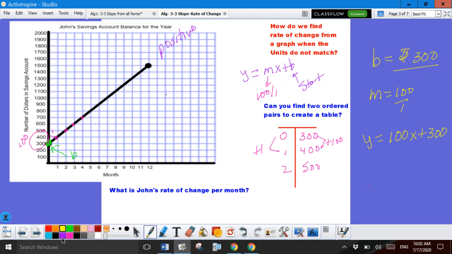Okay? So to explain what this rate of change means in context, since it's already 1, that's important. The rate of change is $100 per month. Okay? He is depositing $100 per month. So his rate of change is $100 for 1 month. That's what that slope actually means in context. That means we're going to be using our labels. Okay? So we've got money and we've got time. All right, let's look at another one.